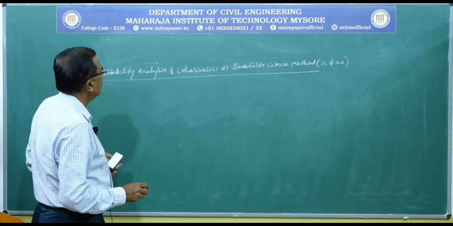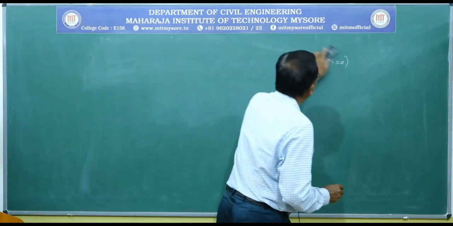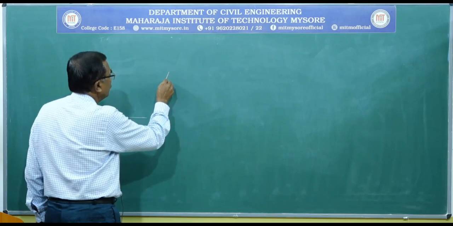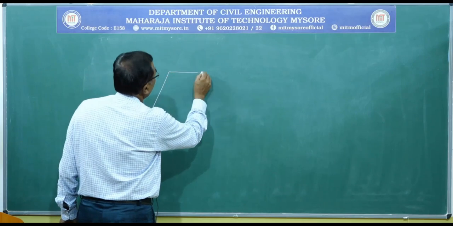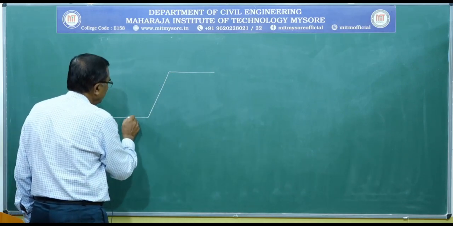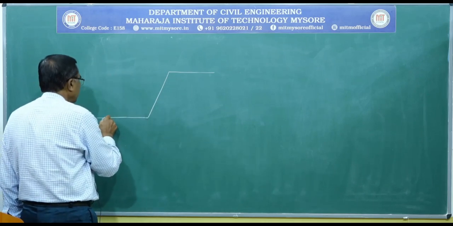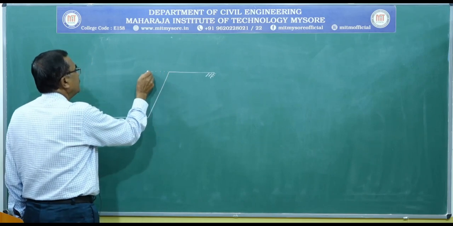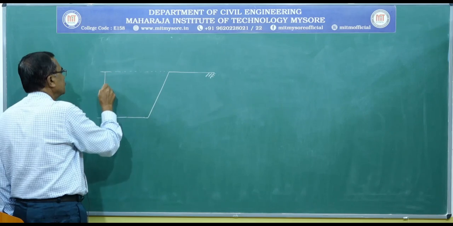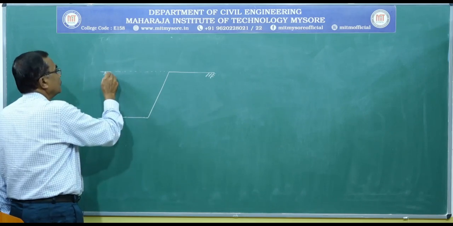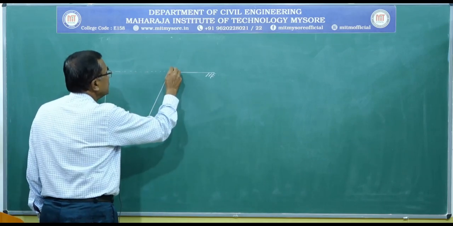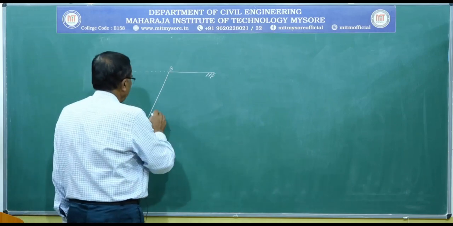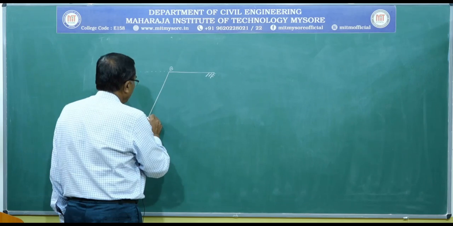In order to understand this method, let us consider a slope having a base and a top level surface. Let h be the height of the slope. Let us designate the face of the slope as AB. And let us assume a trial slip circle.